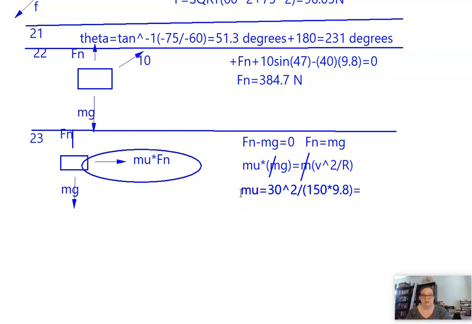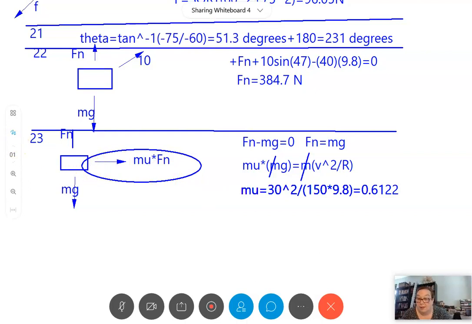And if I plug that into my calculator, that gives me 0.6122, which most closely resembles answer A. All right.